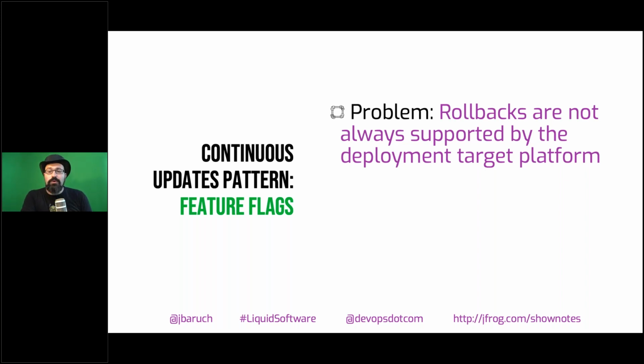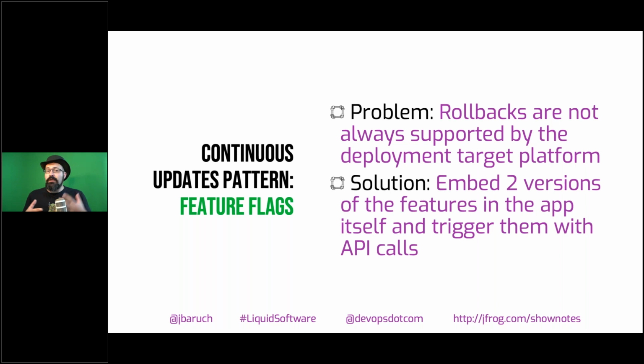So then what you can do is use feature flags. You can embed two variants of the same feature inside your app, and then switch between them with an API. So for example, if you have functionality that doesn't work as expected, you can turn it off using a feature flag while it is being fixed.